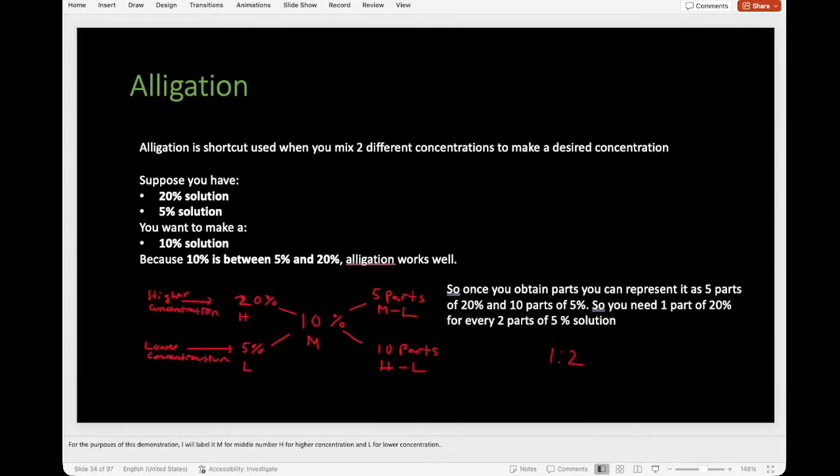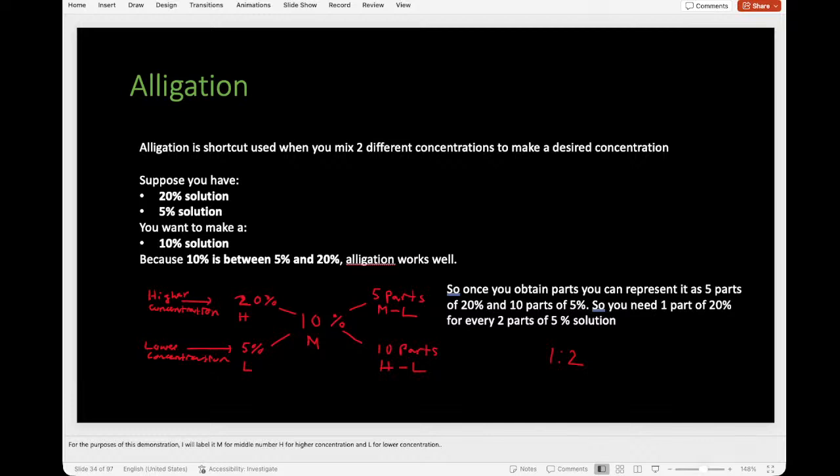Alligation is another technique. It's a shortcut used when you mix two different concentrations to make a desired concentration. So suppose you have these two solutions, a 20% solution and a 5% solution. You want to make a 10% solution. So you would basically do a diagram like this.